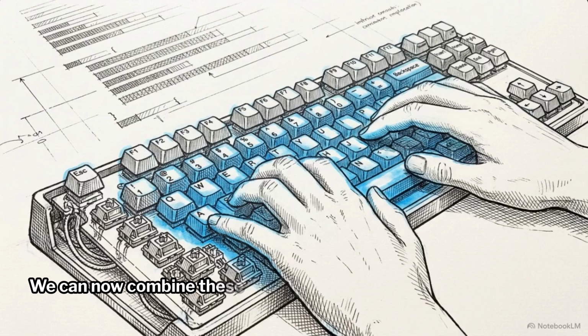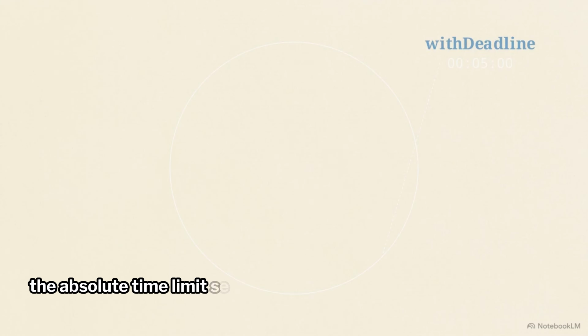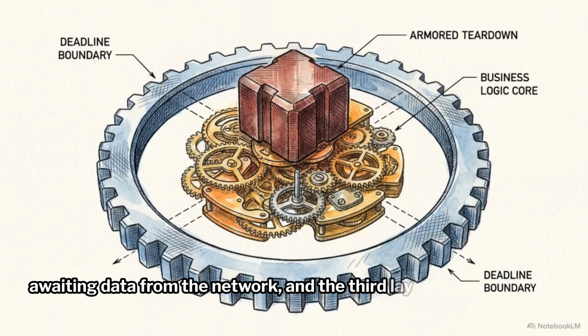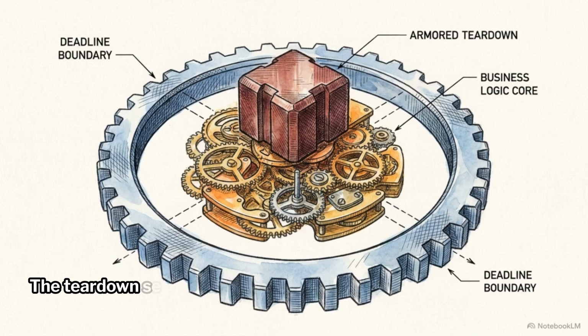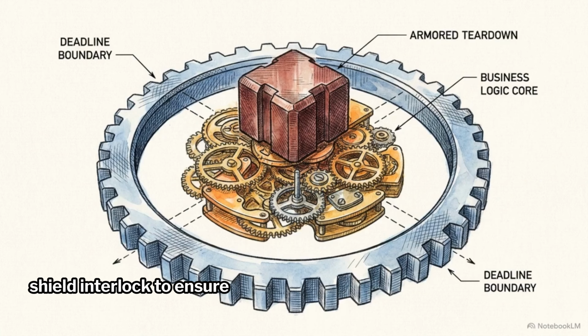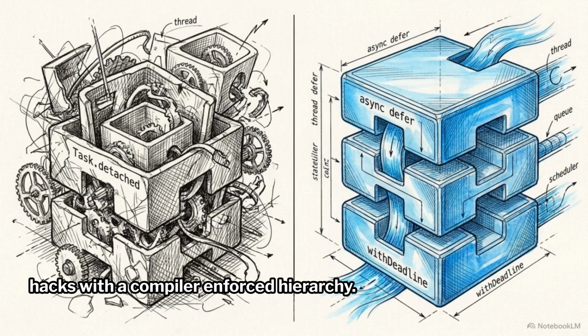We can now combine these updates into a single, reliable operation. The first layer is the boundary, the absolute time limit set by withDeadline. The second layer is the core business logic, awaiting data from the network. And the third layer is the guarantee, the teardown sequence, where async defer and the cancellation shield interlock to ensure the resource is reclaimed. We have replaced a collection of drift-prone hacks with a compiler-enforced hierarchy.